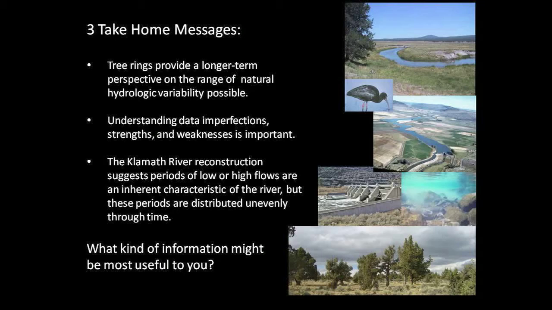So 3 take-home messages here that I hope that you'll come away with. One is that tree rings provide a longer-term perspective on the range of natural variability that's possible. This natural variability isn't going to end because we have climate change. It's going to continue on with climate change superimposed over it. Understanding data imperfections, and this isn't just for tree rings, but probably for anything else, it's good to understand the strengths and the weaknesses in interpreting the data. So keep that in mind.